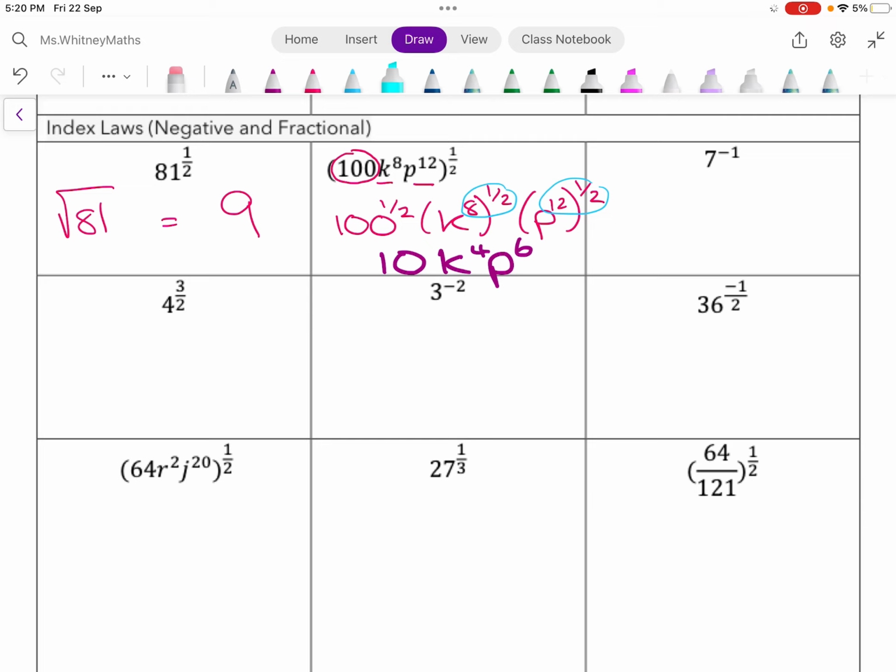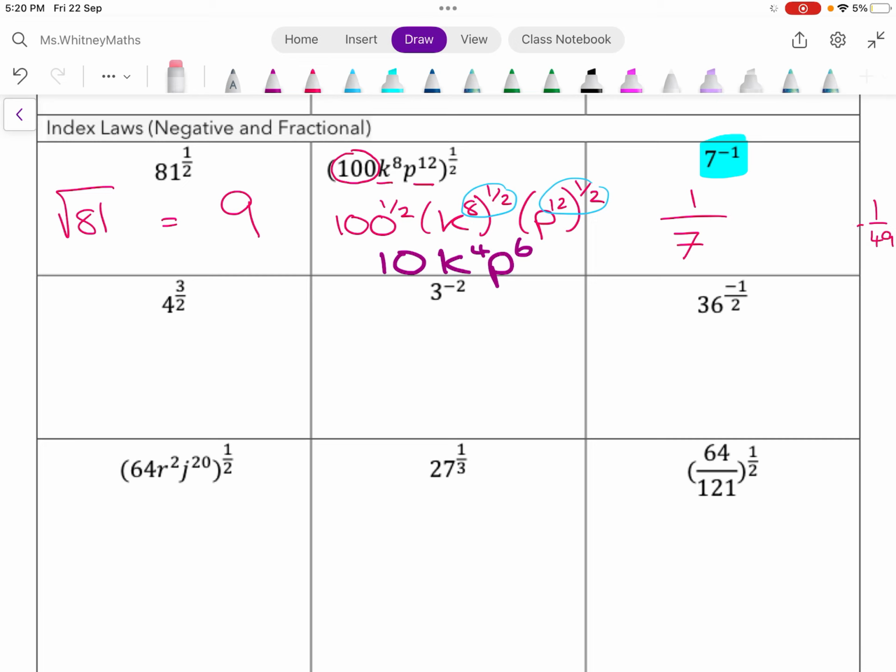Okay, we have 7 to the negative 1. Anything with a negative 1 power becomes a fraction, which becomes the reciprocal. So we get 1 over 7. It's technically 1 over 7 to the 1, but we don't need to write the 1. Just like a reminder that if it was 7 to the negative 2, it would be 1 over 7 squared, so it would be 1 over 49.